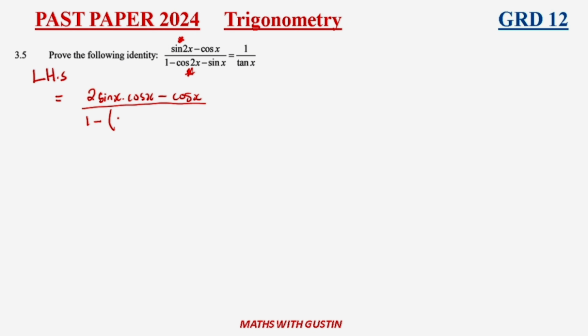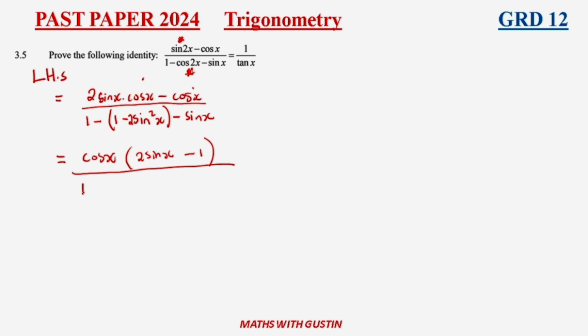So changing this one to 1 minus, okay, I can see there needs to be a 2 here, 2 sine squared x, close bracket, minus sine x. Therefore, at the top I've got a common factor that I can take out, which is cos x, because we've got a cos here and a cos there. Then we are left with 2 sine x minus 1, close bracket, all over 1.